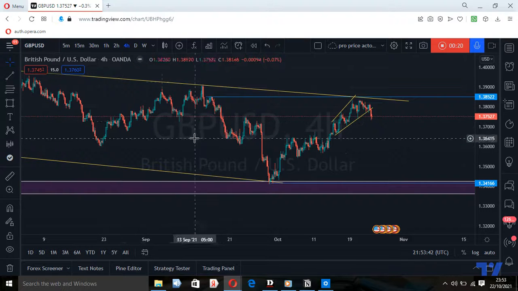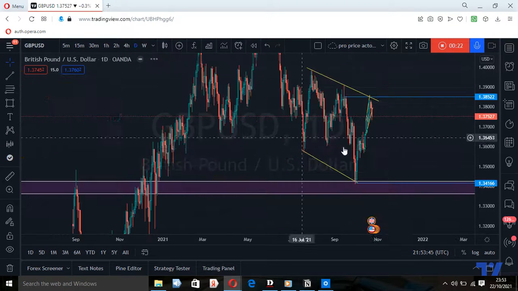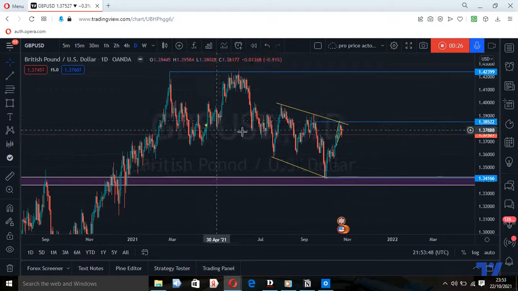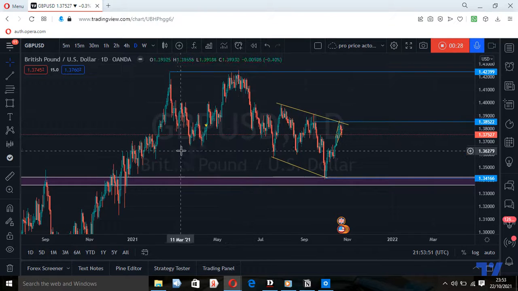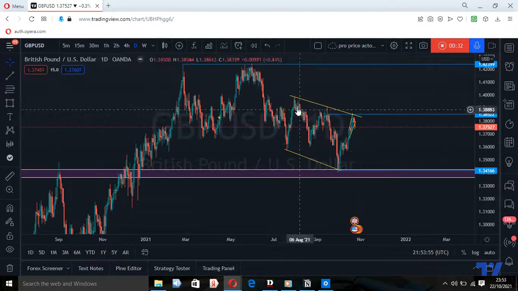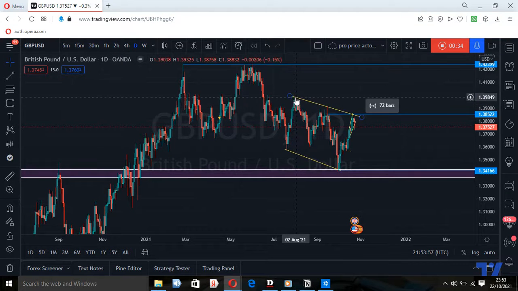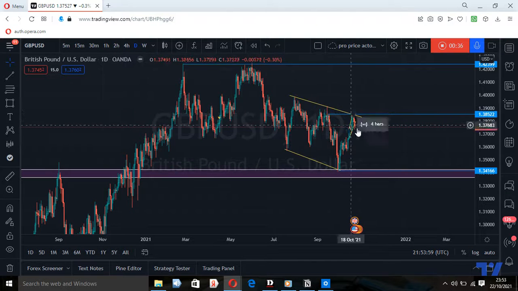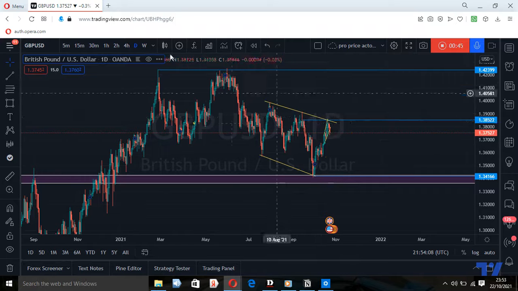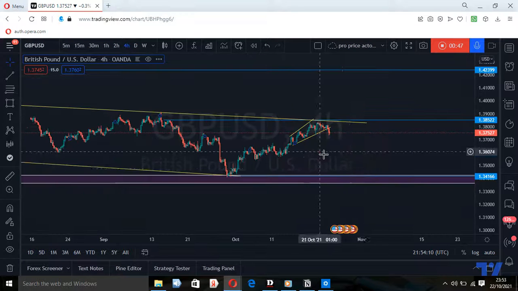So, as you can see, I'm going to move to a bigger time frame now. I was identifying the most respected levels of all times on GBP USD. As you can see, we have our first touch, our second touch, and our third touch here. So what we are going to do now, we're going to anticipate a sell around this area.